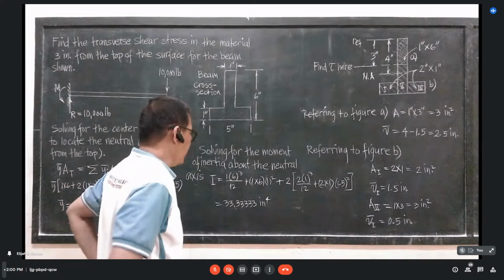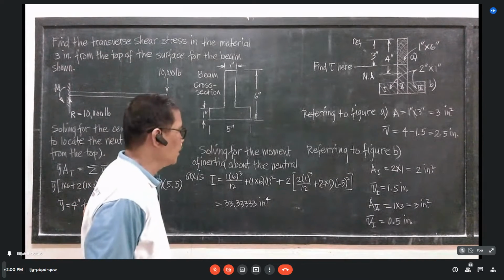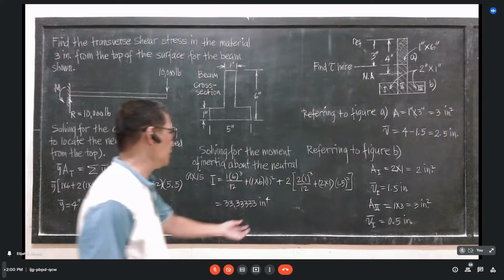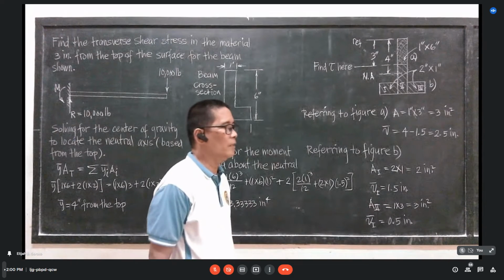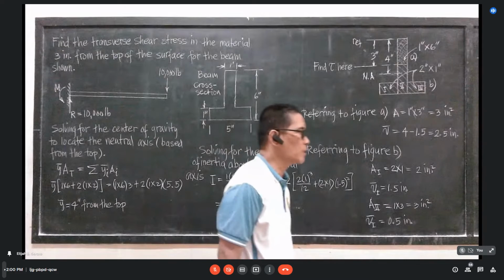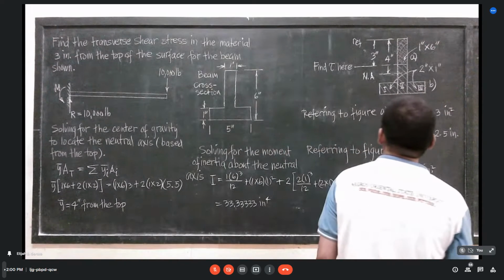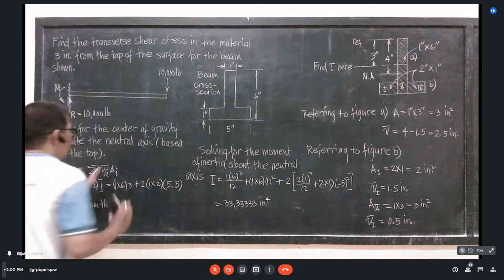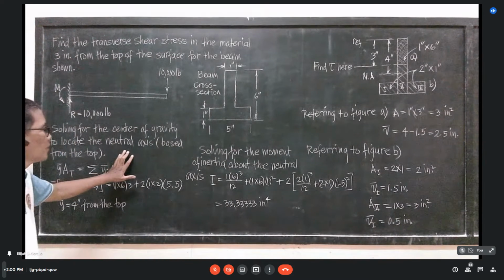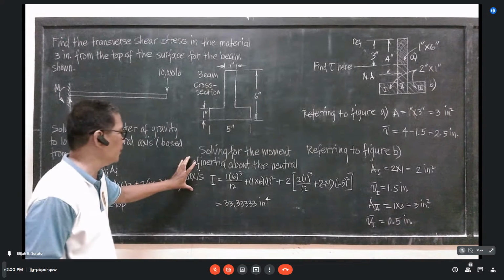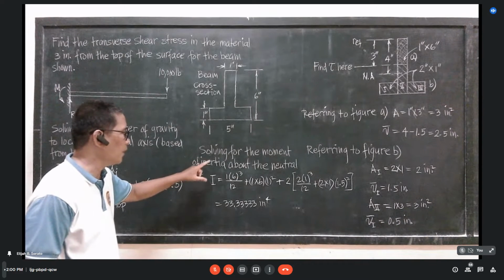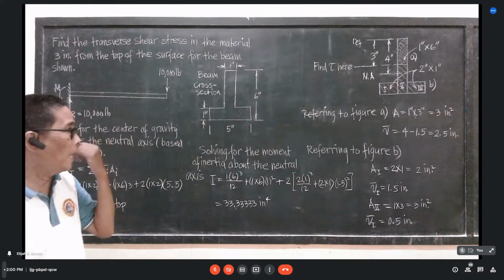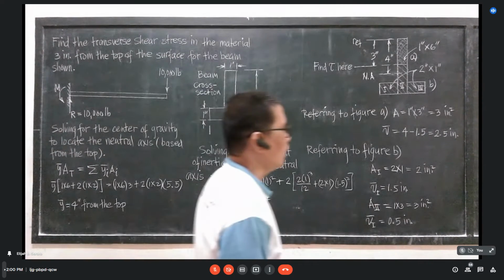The unit for moment of inertia is length to the fourth. For this, it is inches to the fourth. If it is in metric, then probably it is meters to the fourth or millimeters to the fourth. Any questions regarding finding the centroid and finding the moment of inertia transferred to a new axis, which is the neutral axis? None, sir. Okay.